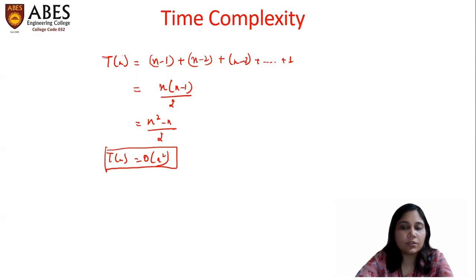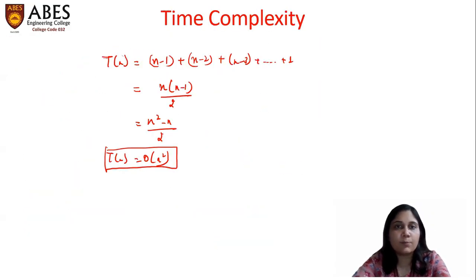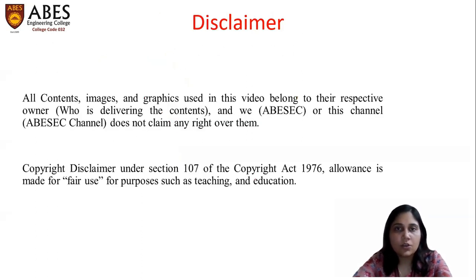I hope you have understood the concept of bubble sort. So this is the pseudo code, the summary, which is very important. From an exam point of view, you can also get this kind of question. Time complexity: how to calculate the time complexity, every time the comparisons are going reducing by 1. So it's like this.